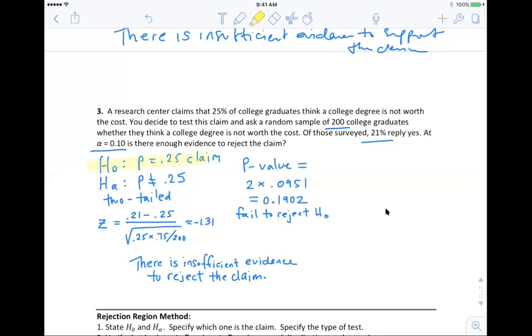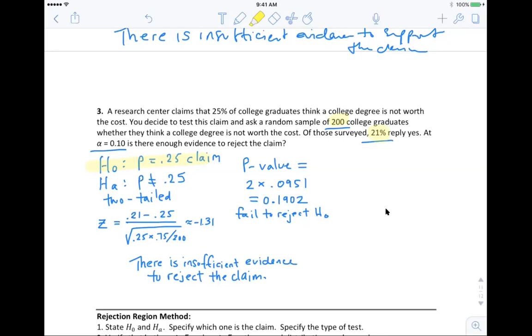There's my Z-score. Notice that 0.21 comes from the sample, that's the sample proportion, and the 0.25 comes from the hypotheses. We got 0.25 again in the denominator, there's P again, and then there's the Q, 0.75, that's the 1 minus the P, and then divided by 200, which is the sample size, okay? So that works out to be negative 1.31.